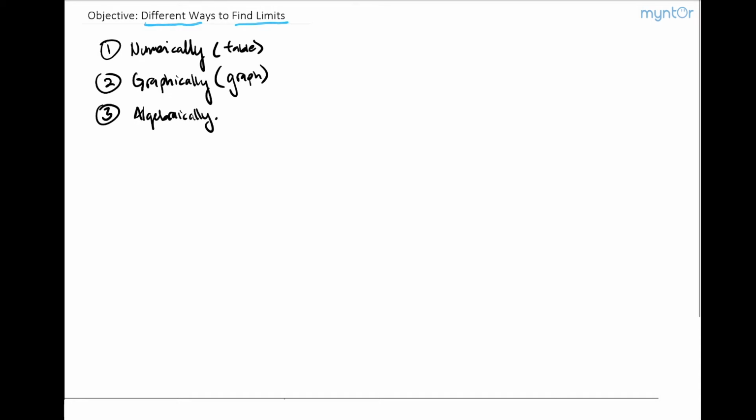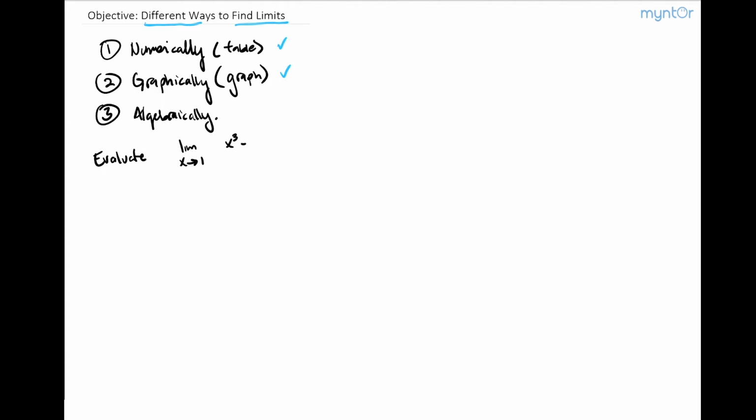And so in this video, what we're going to do is go over this way and this way. So let's go ahead and just start off with an equation. Let's say that we're asked to evaluate the limit as x approaches 1 of a function, x to the third minus 1 over x minus 1.